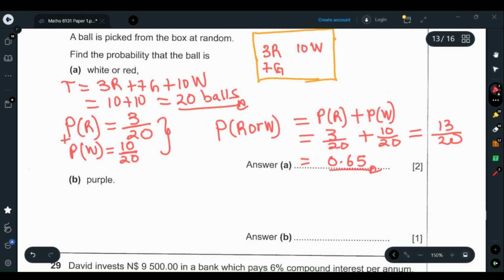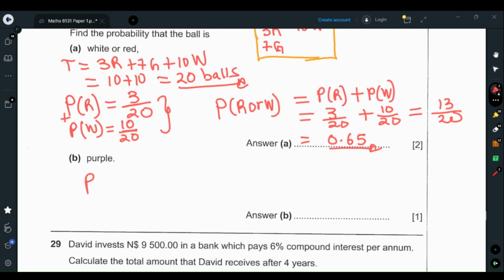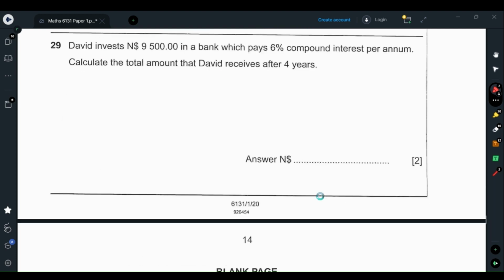Question B. What's the probability of picking a purple ball? The probability of picking a purple ball is 0 over 20, because there are no purple balls, so which is 0.